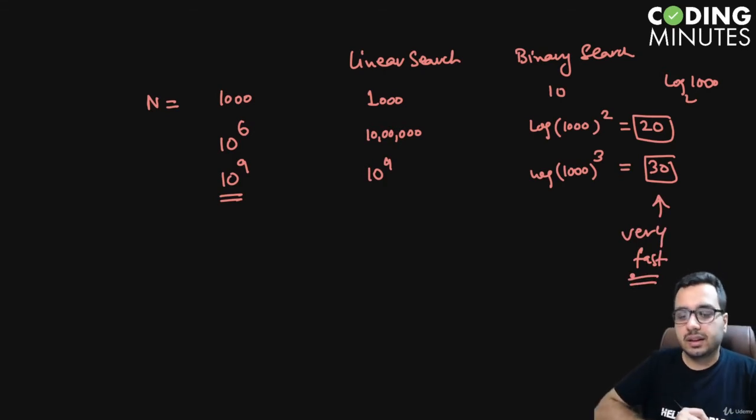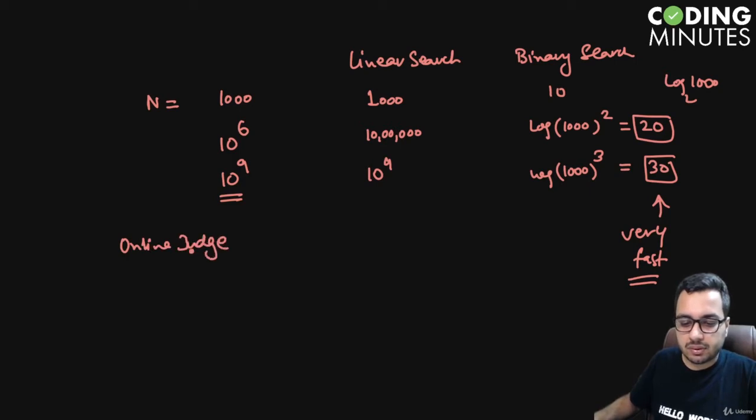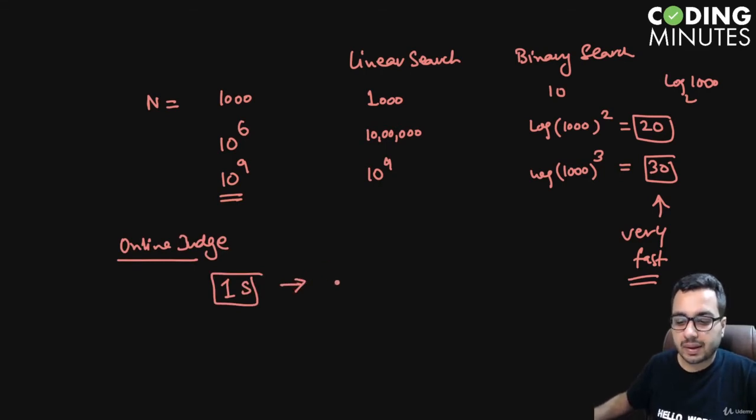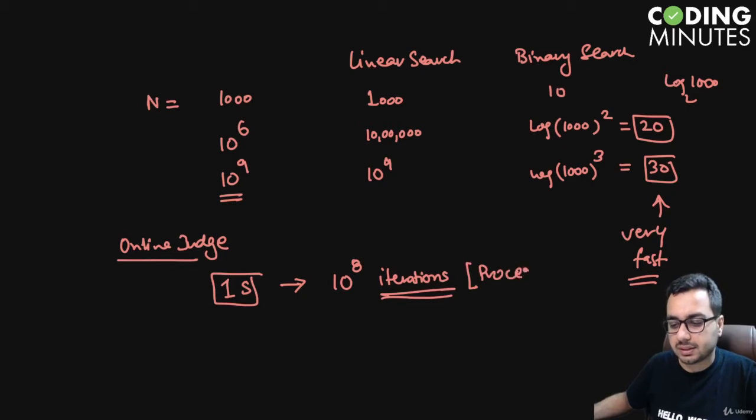Another thing I can tell you is when you talk about an online judge. In an online judge you roughly have a time limit of 1 second. 1 second means your program can run up to 10 power 8 iterations, or this many instructions can be executed roughly, depending upon the processor. For most online judges the processing power is this much.